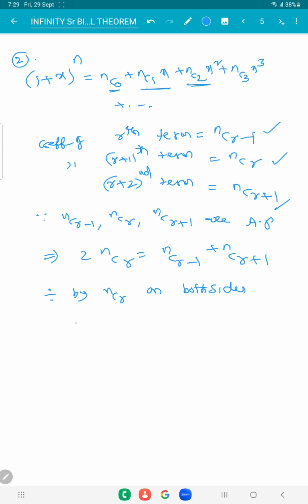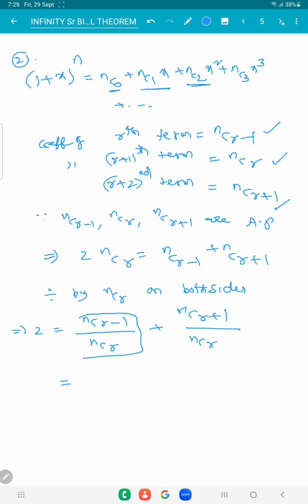So what will you get? nCr by nCr in the left hand side, that is 2. What will you get? nCr minus 1 by nCr plus nCr plus 1 by nCr. Sir, we should be careful here. I know that I told the formula nCr by nCr minus 1, it is the reciprocal of that, right?